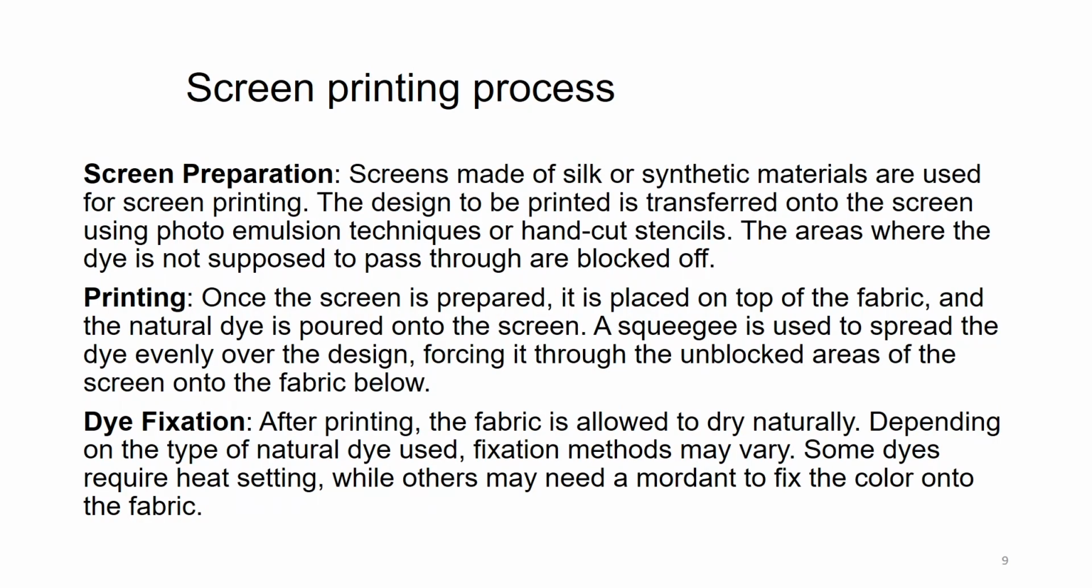Printing. Once the screen is prepared, it is placed on top of the fabric and the natural dye extract is poured onto the screen. A squeegee is used to spread the dye evenly over the design, forcing it through the unblocked areas of the screen onto the fabric below. So, it is a very simple concept. There is a stencil and the color will only go through the areas which are unblocked. Blocked area will not take the color.